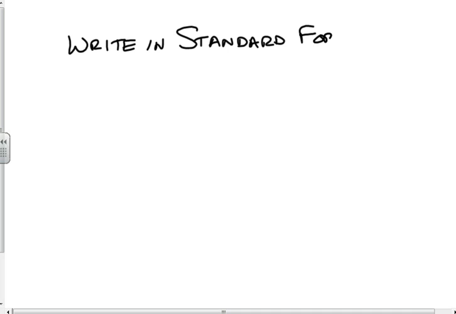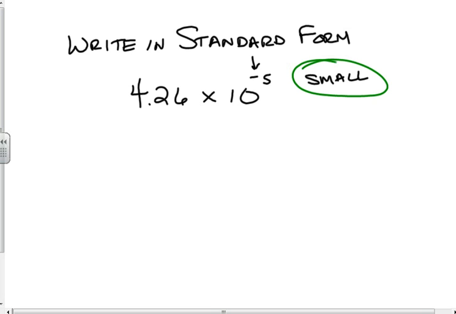This would be to write in standard form, and your number is 4.26 times 10 to the negative 5. The numbers won't be ridiculous on those, because if you can do it for negative 5, you can do it for negative 15, and we need to keep things moving. So a negative exponent means that the number is really small. Watch out for that with the signs. So we need to take 4.26 and make it smaller.